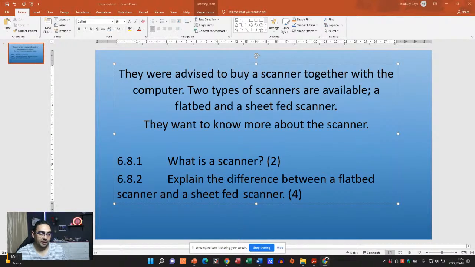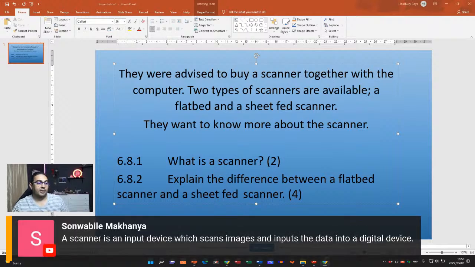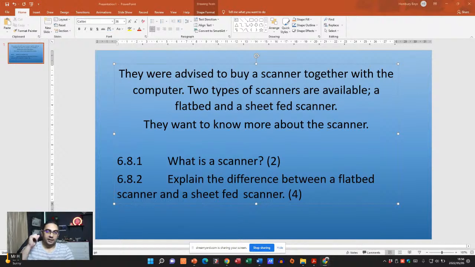Let me know. Nice. Here we go. Mobile is saying a scanner is an input device which scans images and inputs the data into a digital device. So there's the first point. Our scanner, number one, is an input device. Let me just put that in bold. Input device. That's the first thing. This is where you get your first mark. So you would say a scanner is an input device.